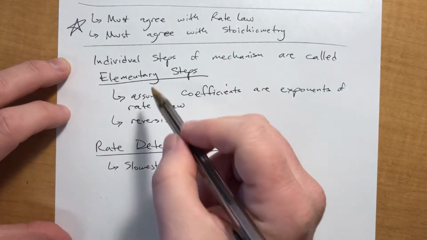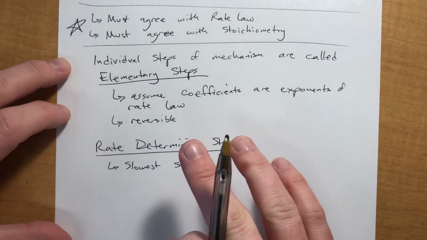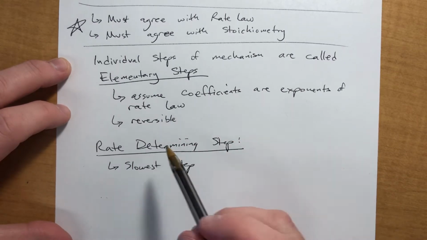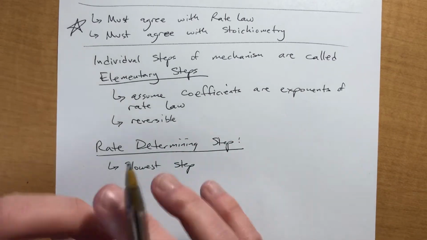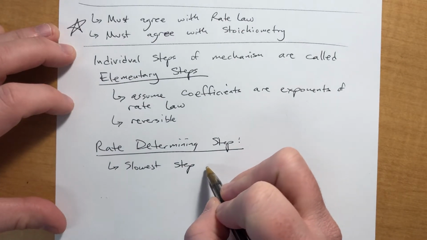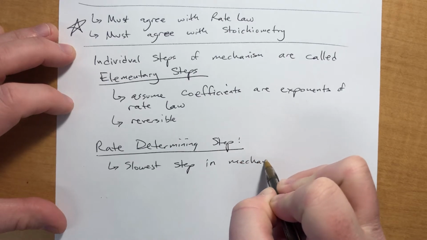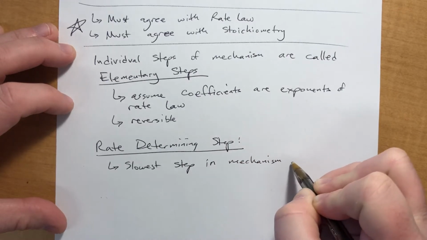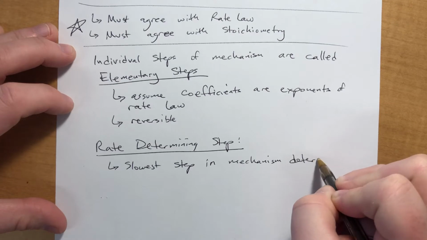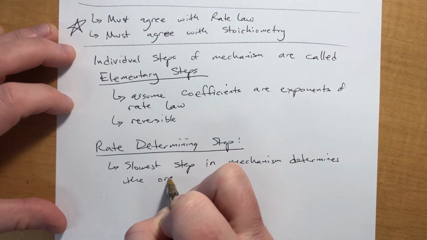So if there's like 3 elementary steps, the slowest of those 3, whatever the rate of that slow step is, we're going to assume that's the rate of the overall reaction. So the slowest step in a mechanism determines the overall rate of the reaction.